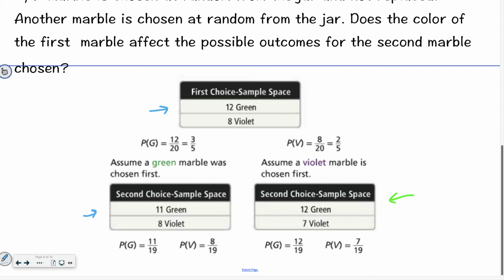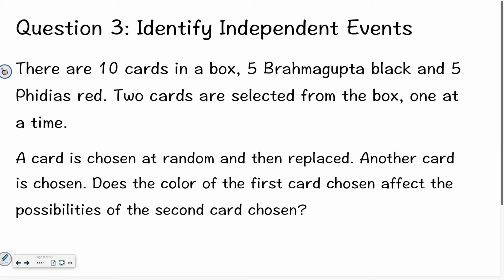Dependent is when the first outcome, or whatever scenario you're talking about, changes or influences the probability of the second event. Okay, so the letter A was an example of an independent event. Letter B is an example of a dependent event. All right, question 3.